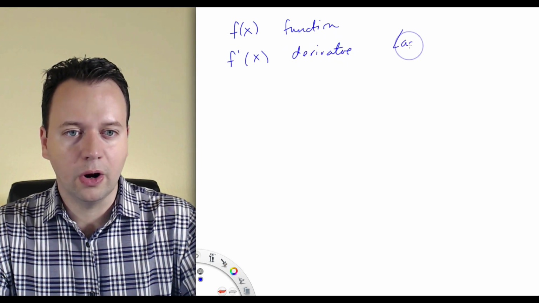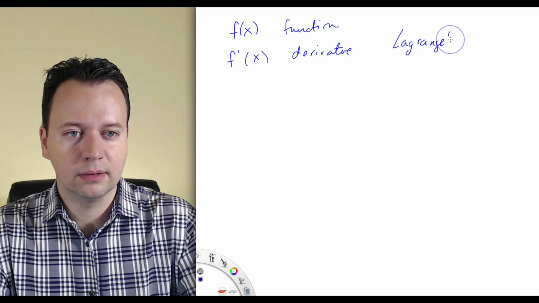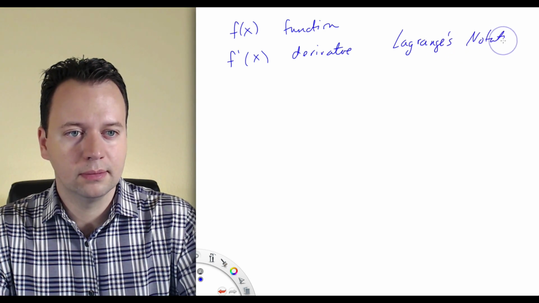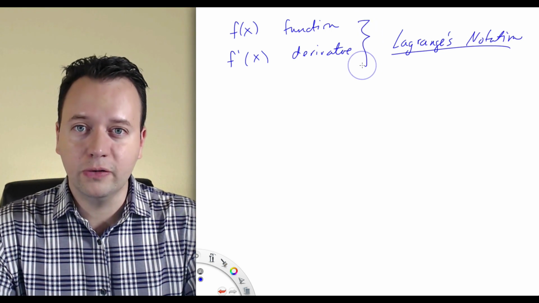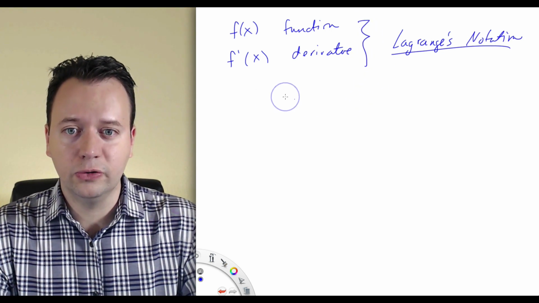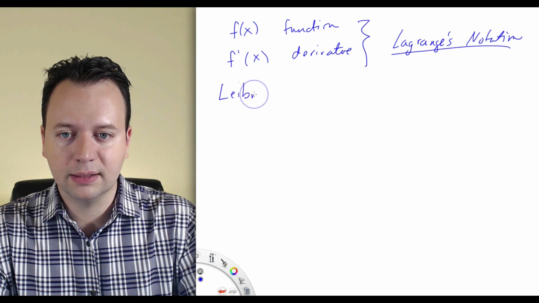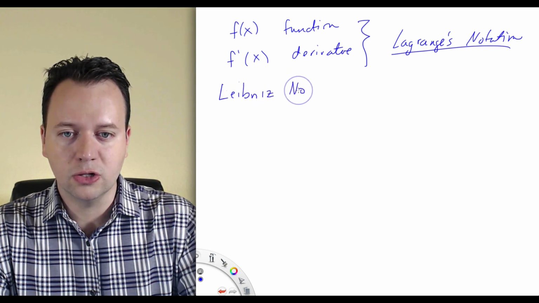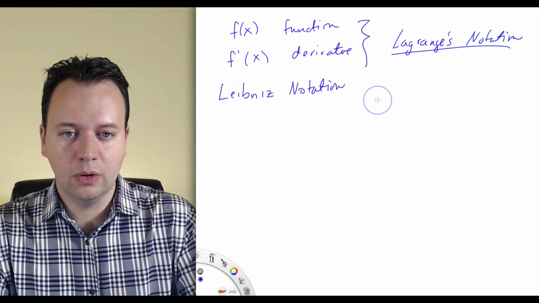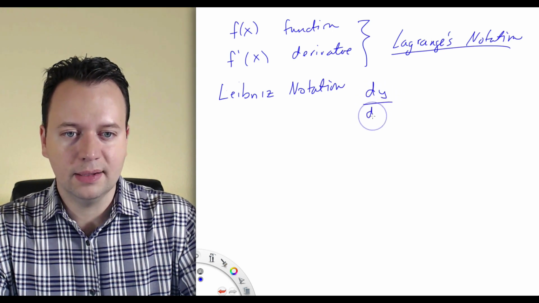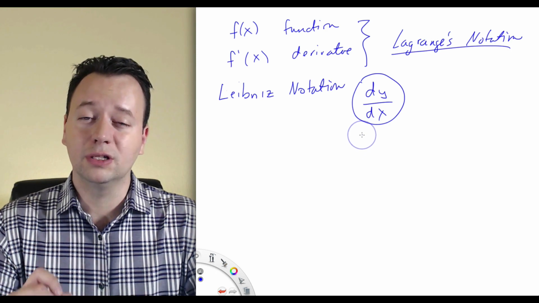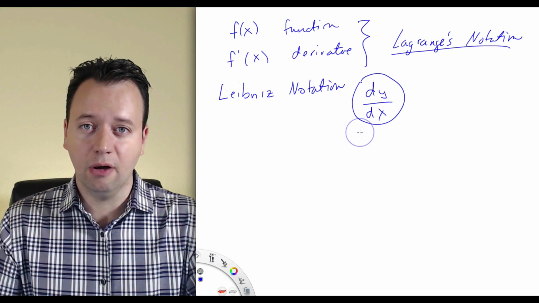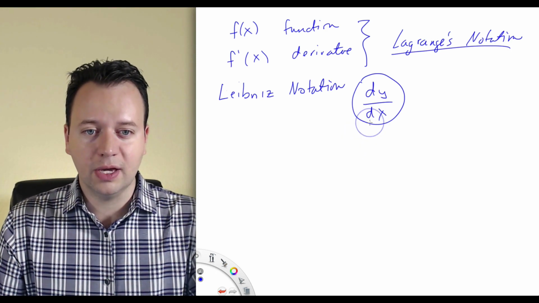So this is called Lagrange's notation. An alternate notation for the derivative is due to Leibniz. So the Leibniz notation, we would say dy dx. This would represent the derivative function, just like y represents f of x. So the two notations can be used together.